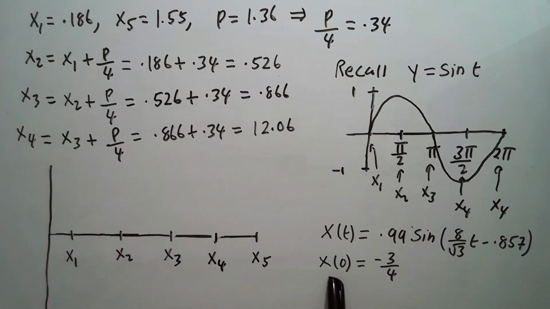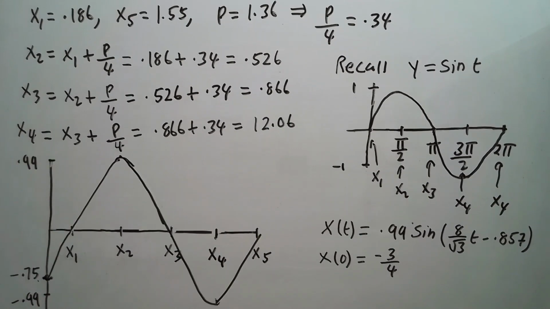And we know that x of 0 is negative 3/4. And here's my position function. We mentioned earlier that the a is roughly equal to 0.99. So let's say negative 3/4 is here. Okay, that's at time 0, so at time 0 it's going to go through here. Okay, so now let's graph the function. It goes through negative 0.75 on the y-axis.